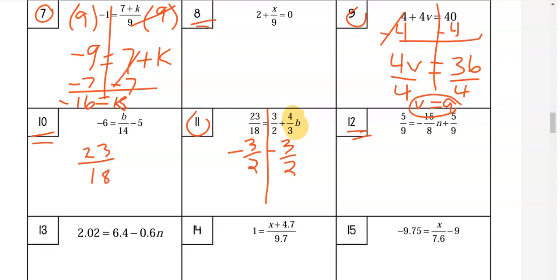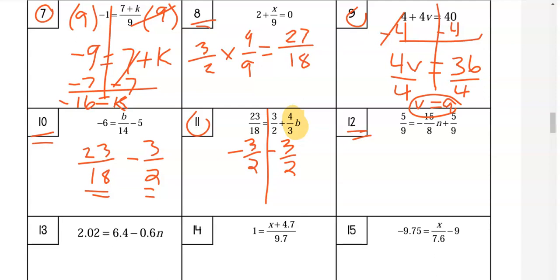23/18 take away 3/2. I have to have common denominators here. So I need to turn my 3/2 into 18ths so that I can properly subtract. Okay, I'm going to do that up here. I'm going to do 3 over 2. 9 times 2 is 18, so I'm going to times the top and the bottom by 9. 3 times 9 is 27, so this becomes 27/18. So I can go back to my original problem here, and I can actually erase this and write my new fraction 27/18.